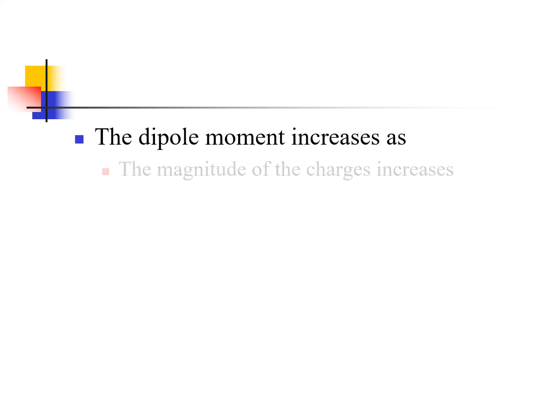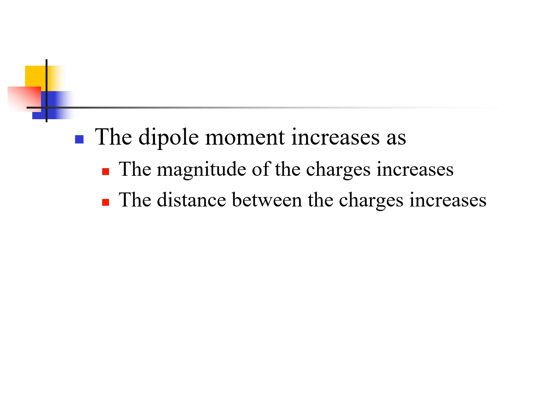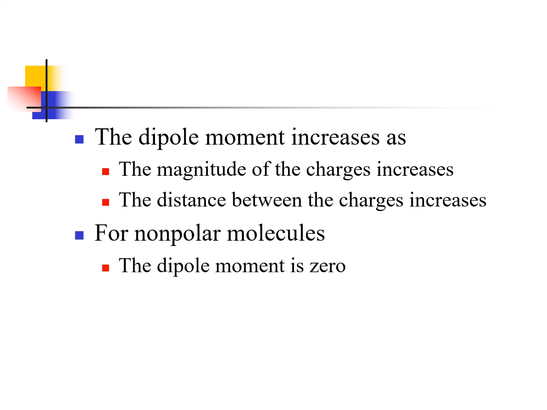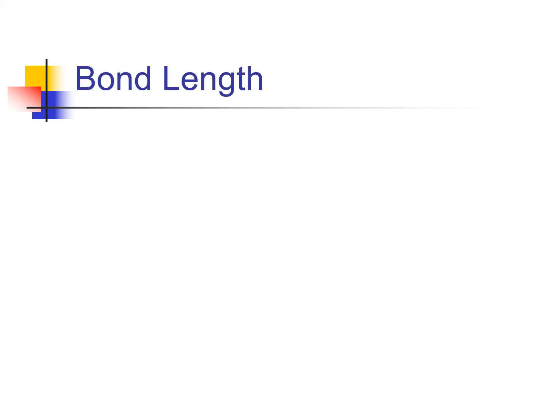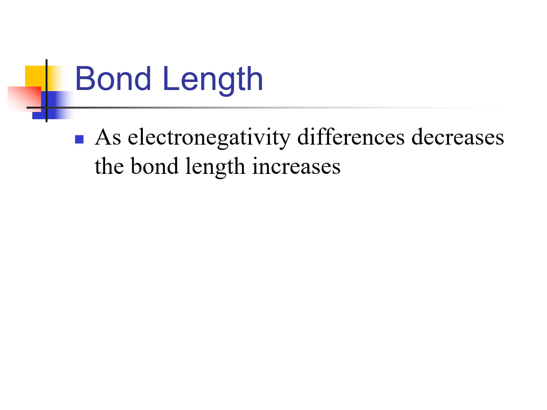Now, the dipole moment will increase as the magnitude of the charges increases. More charge means bigger dipole. Bigger distance between the charges, bigger dipole. So again, it's really kind of back to this Coulomb's law idea. For nonpolar molecules, the dipole moment would be 0 because there is no separation of charge. Bond length: as electronegativity differences increase, the bond length decreases. And that's just saying, again, as it becomes more polar, the bonds get shorter.